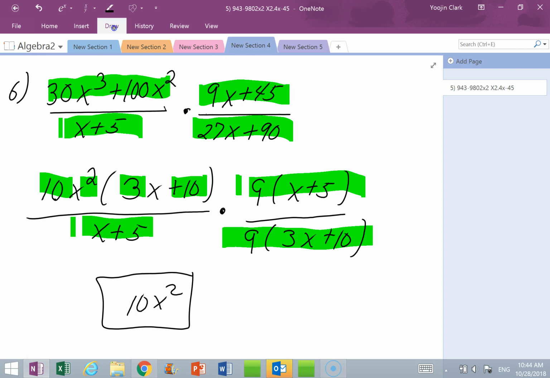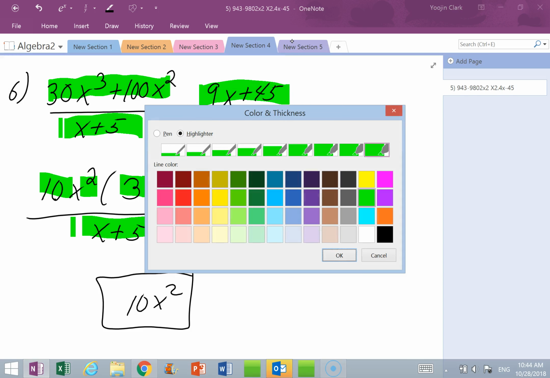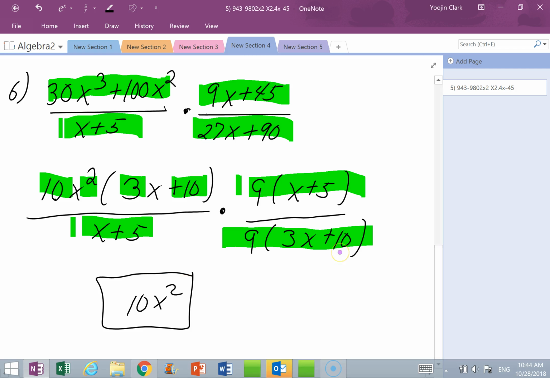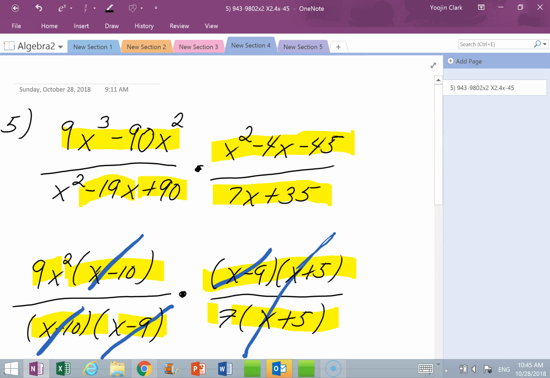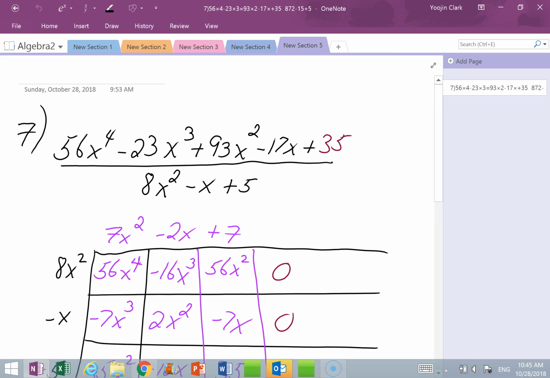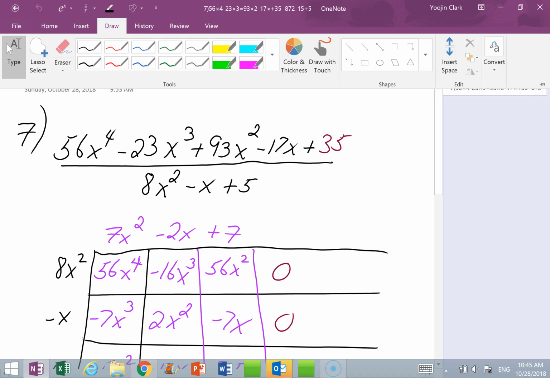So it's time to change pens now. Let's see if we can get some canceling here. Well, I have an x plus 5 here and an x plus 5 there. And I have the 3x plus 10 and 3x plus 10. 9's are gone. All I'm left with is that 10x squared. Alright, so that's basically simplifying the rational expressions.